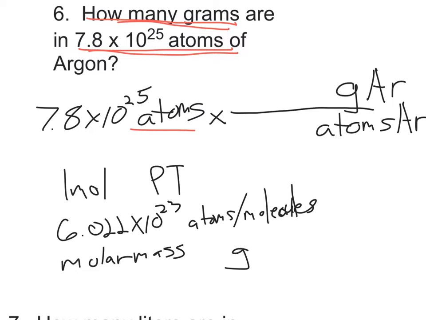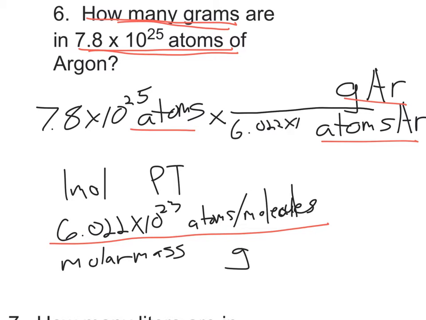So here I see I have to look up atoms and I have to look up grams. Well, atoms, I wrote that right here: 6.02 times 10 to the 23rd. So I'm going to take that number and put it right there in front of atoms, 6.022 times 10 to the 23rd, right there in my fraction.